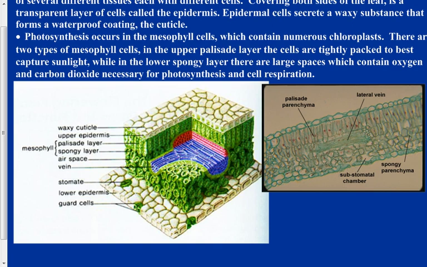And that layer does exactly what a sponge does. It traps water, oxygen, and carbon dioxide in order for it to be there ready for photosynthesis.